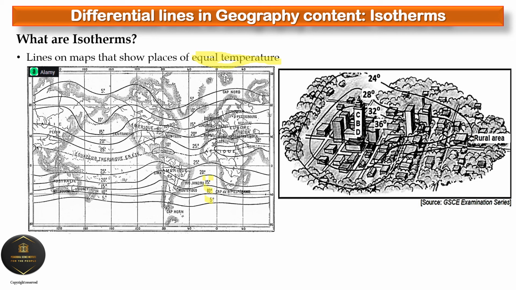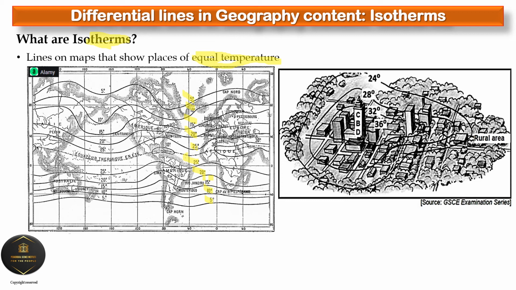They're showing us how temperature changes in the different regions, right? So the lines there showing the changes in temperature are known as isotherms. Remember, therm is an abbreviation for temperature. Think about the word thermometer.